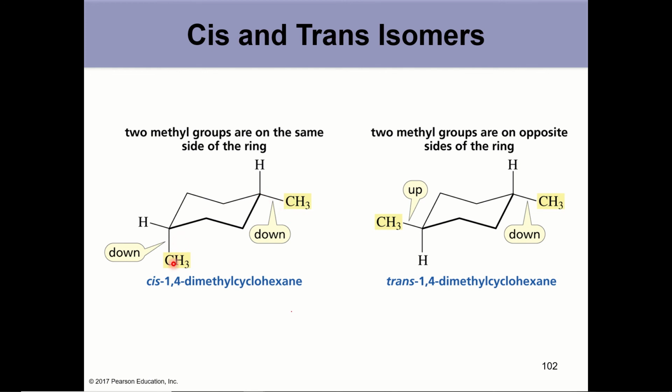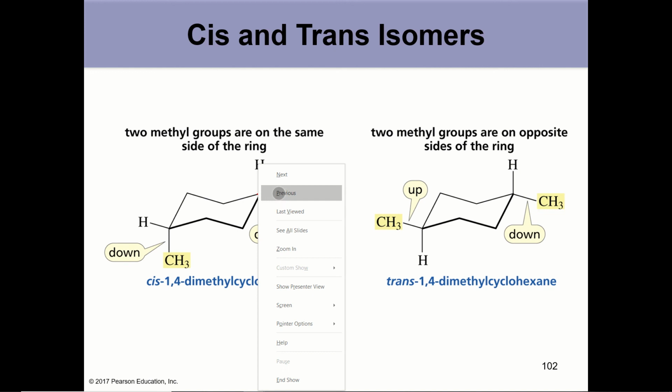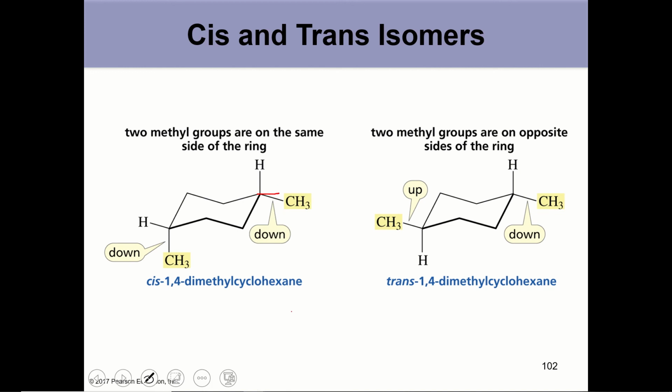So for the axial, it's very clear that it's down, but for the equatorial, we can tell that it's down because the bond is less than horizontal. Okay? So it's not at a perfect 0 degree horizontal line, it's less than that. And that's how I would describe it. If the horizontal line is 0 degrees, then the equatorial bond is less than 0 degrees. And you can draw in a line if it helps. So less than 0 degrees.